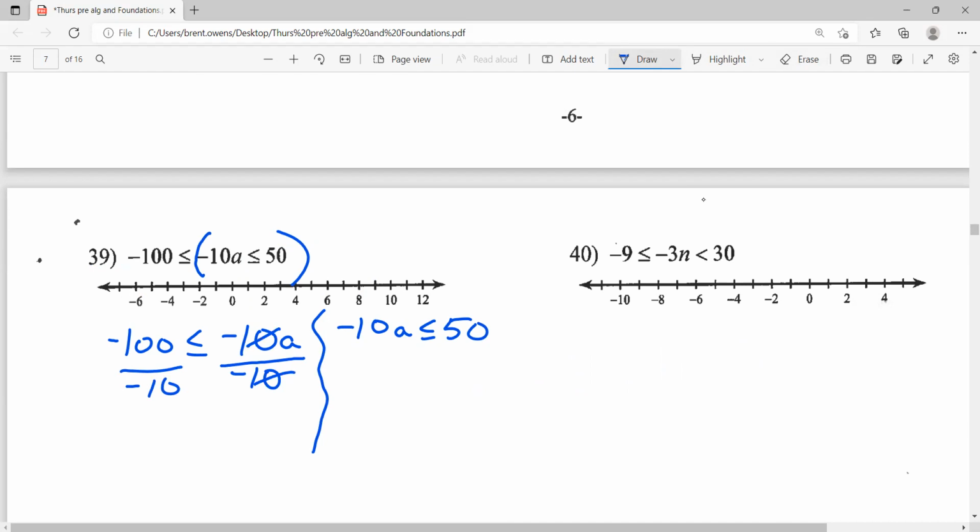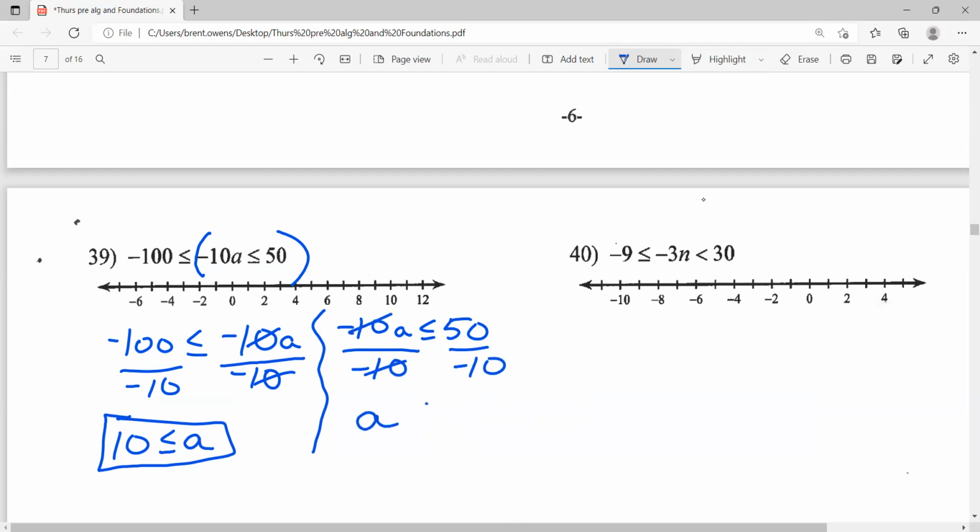And of course, they cancel here. -100 divided by -10 will be +10, and that's what is less than or equal to a. And then on the right here, we're going to divide by -10 on both sides. Boom and boom. A is less than or equal to -5. And there we go. We pulled 2 answers out. Now we can graph these answers.